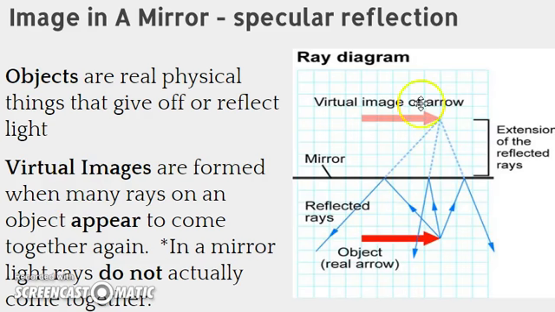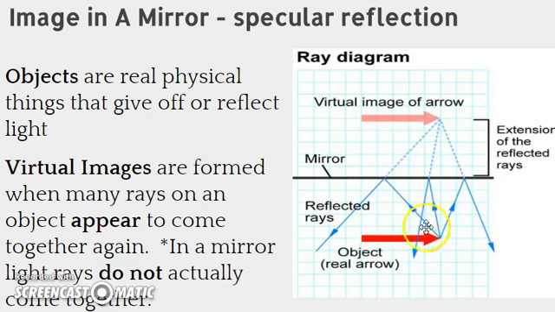If and when we were to draw this, I want you to see how, if this is the object we're looking at, and this here is the mirror itself, don't get caught up in all these arrows yet. Take a look here. If we're looking at this arrow, we would see the virtual image of the arrow over here. Objects are real physical things that give off or reflect light. Virtual images are formed when many rays from an object appear to come together again. In a mirror, light rays do not actually come together. It's a virtual image. So if this is the arrow, and we see it as this image over here, here's what is taking place.